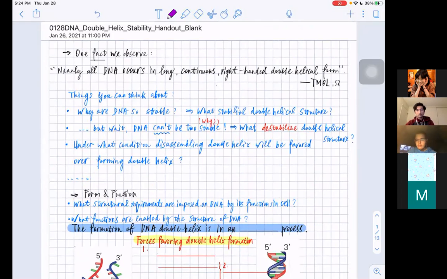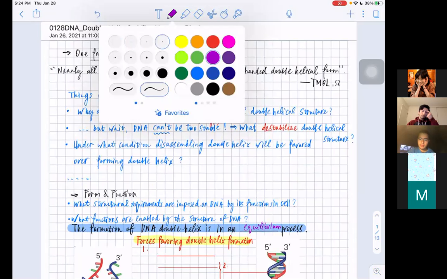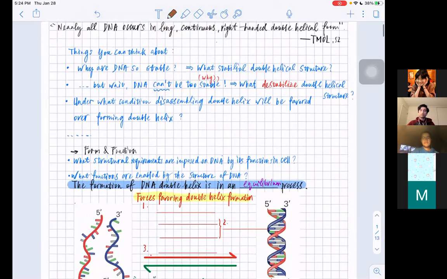So for this concept, one point I really want to emphasize is the formation of the DNA double helix is always an equilibrium process, or we can also say a dynamic process. That means although we have this extreme prevalence of observing DNA in its double-stranded conformation, there is always a non-zero chance to observe DNA not in its double-stranded conformation. So we want to think about the forces underlying those two conformations.